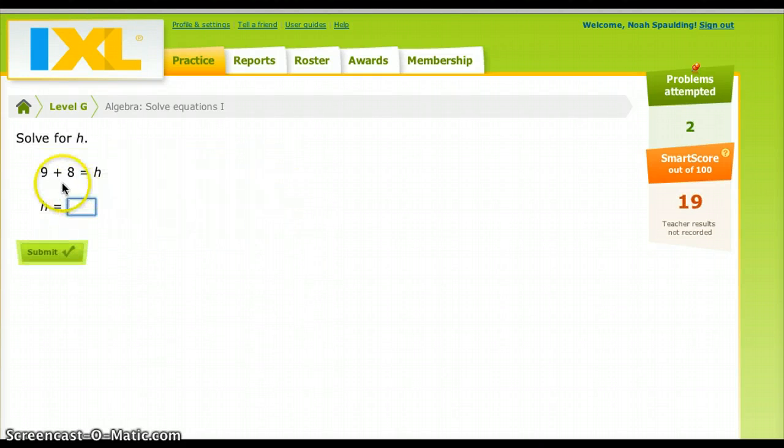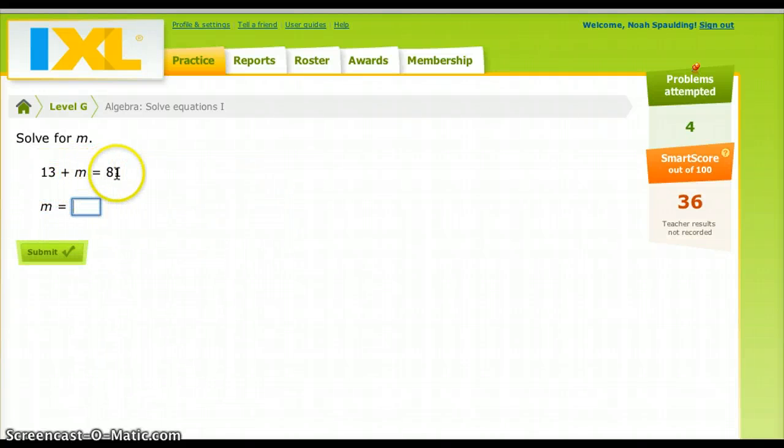Fantastic. Okay, 9 plus 8 is equal to h. H is equal to what? So 9 plus 8 is 17. Okay, here's another one. We have 88 plus 64, but then we're subtracting 88. I know that I can do the 88 minus 88, which would be 0, so that just leaves me the 64. But you could just go ahead and add these two and then subtract 88, and it's going to give you the same thing, 64.